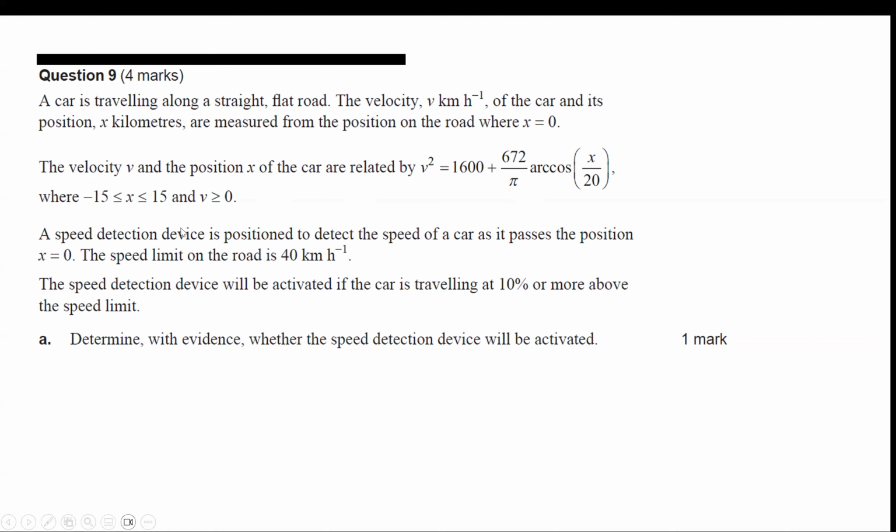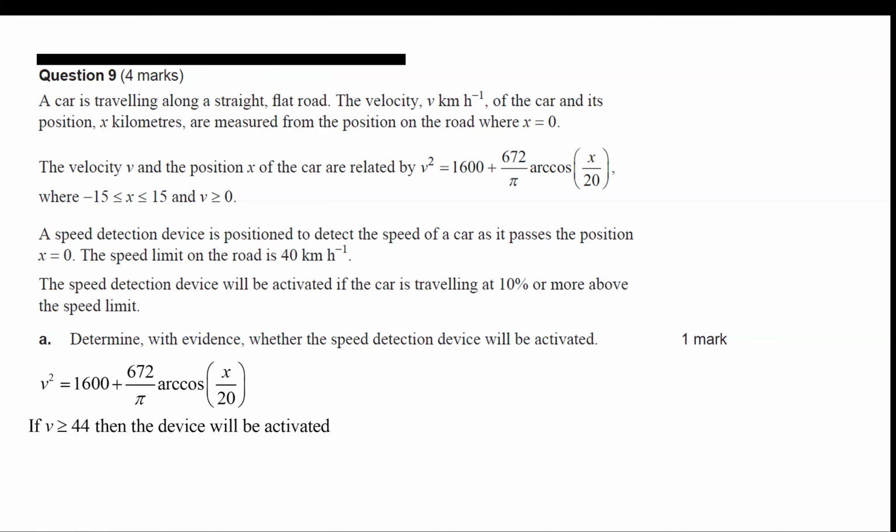We have a speed detection device positioned to detect the speed of the car as it passes the position x equals 0. The speed limit on the road is 40. The device will be activated if the car is traveling at 10% or more above the speed limit. 10% of 40 is 4. So if the car is traveling at 44 or larger than 44, it will activate the speed detection device and you will probably receive a ticket, like an infringement notice. We want to determine with evidence whether the speed detection device will be activated.